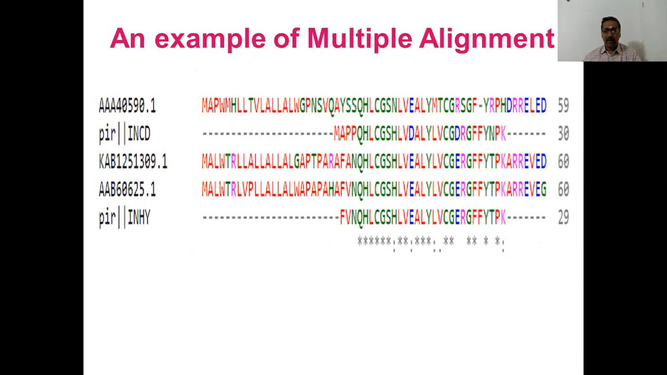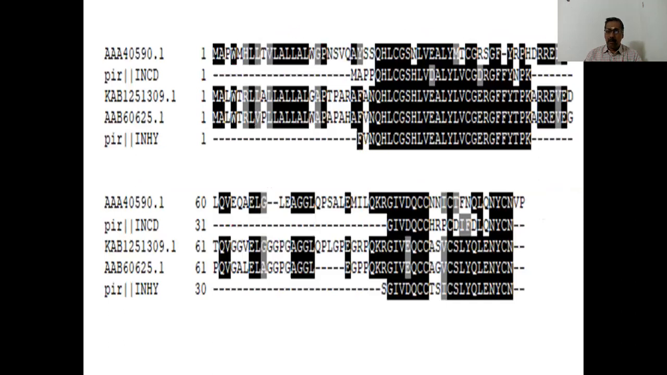So here you can see each and every character, based upon properties, the characters were given some colors. So here you can see methionine, alanine, tryptophan. Here you can see histidine, so different colors, right? And this is a box shade output.